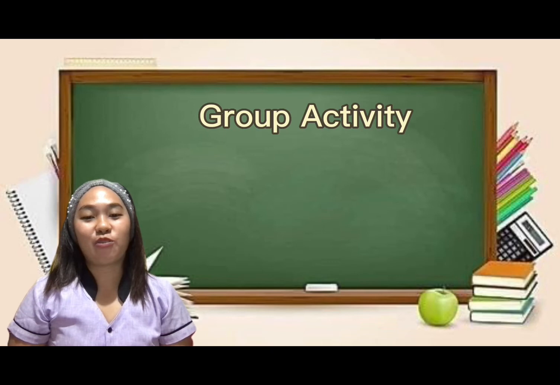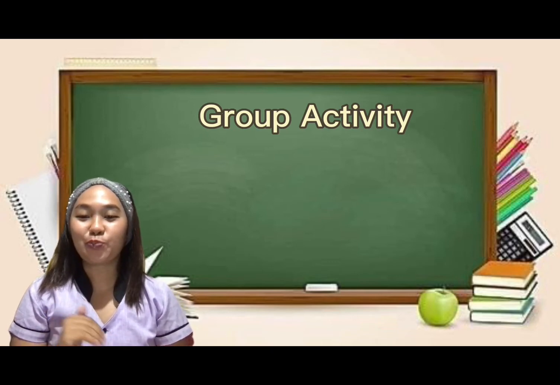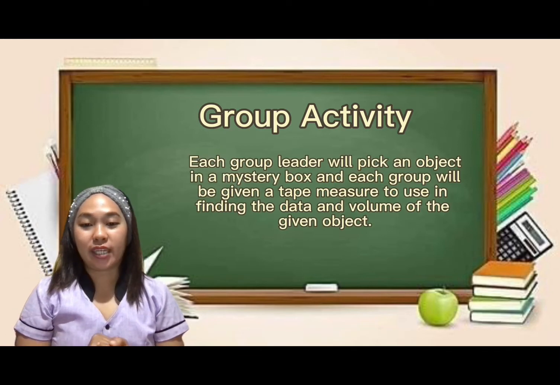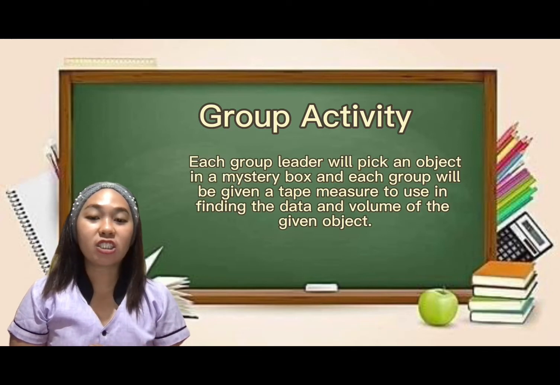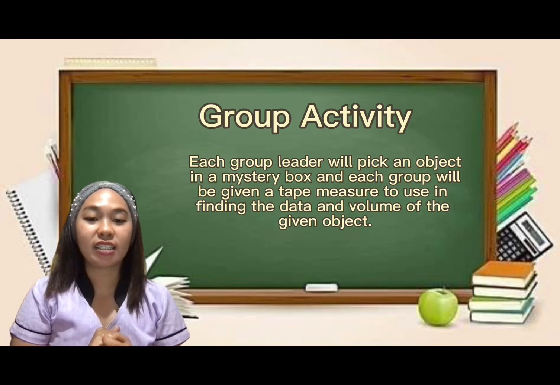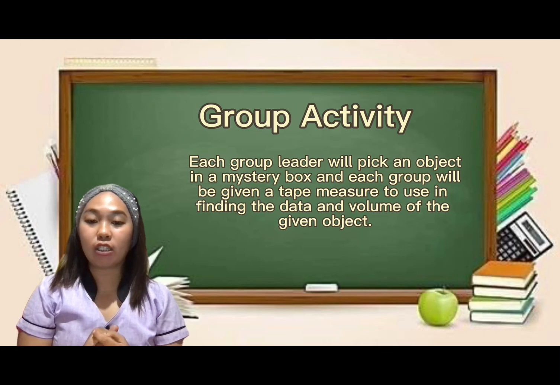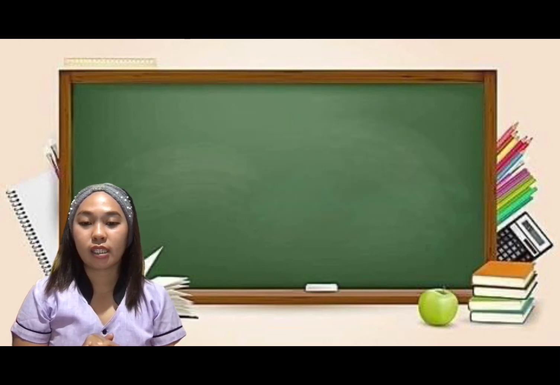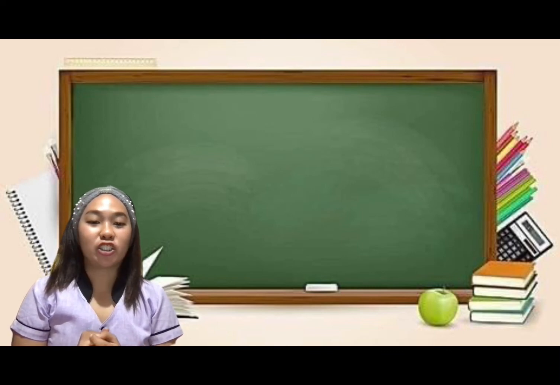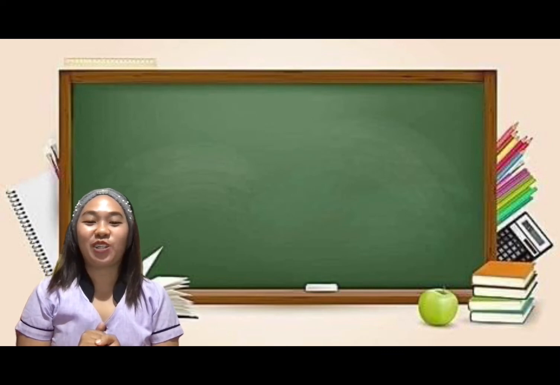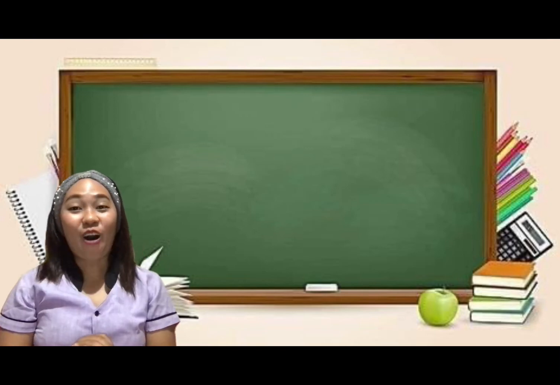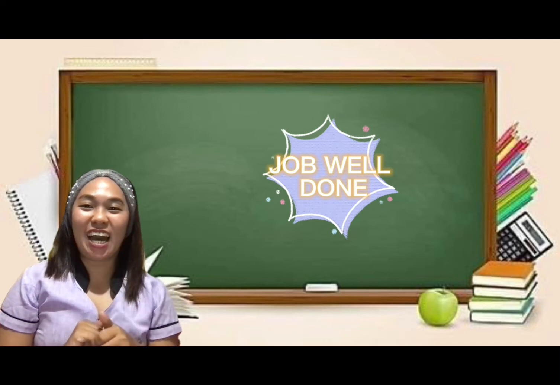Before we start our group activity, I will group you into 4. Each group leader will pick an object in a mystery box, and each group will be given a tape measure to use in finding the data and volume of the given object. Then, the fastest group will be given a chocolate, and the other groups will be given candies. Okay guys, job well done.